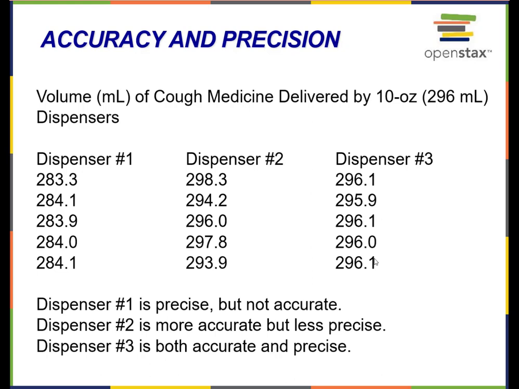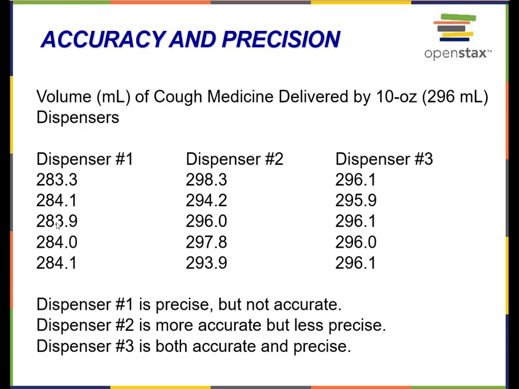So here's some real data. We can look at some actual numbers here and determine whether these are accurate or precise. 10 ounces is 296 milliliters. So we're trying to determine whether these dispensers, the cough medicine dispensers, are accurate. So let's look at this one.